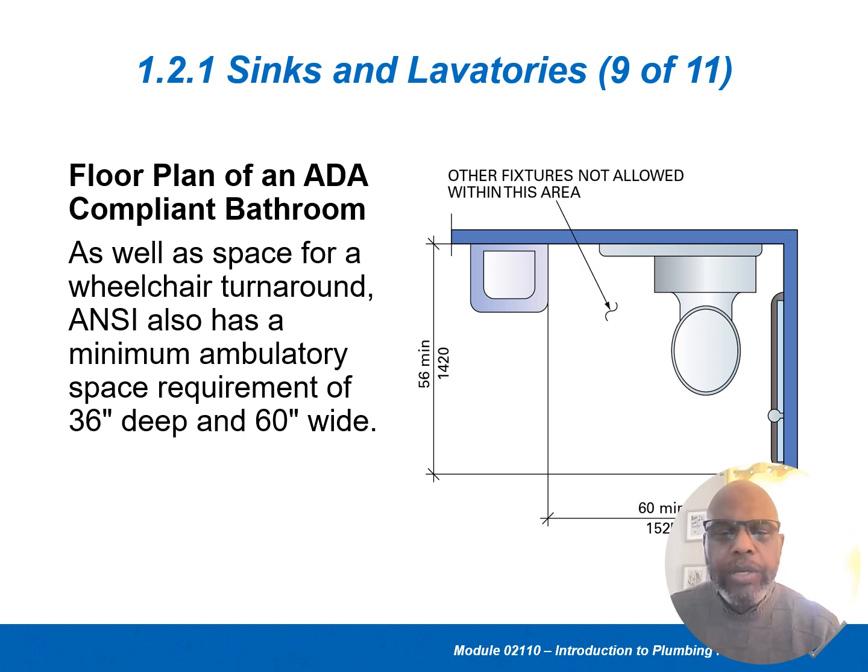These wall bars are there so somebody can help themselves out of a wheelchair and be able to sit. And then, of course, around the sink there must be a certain distance so that a wheelchair can get underneath. As well as space for wheelchairs around, ANSI also has a minimum ambulatory space requirement of 36 inches deep and 60 inches wide. So you can see that 60 inches from the wall to where the sink is at. And the toilet is going to be spaced a certain distance from the wall also.